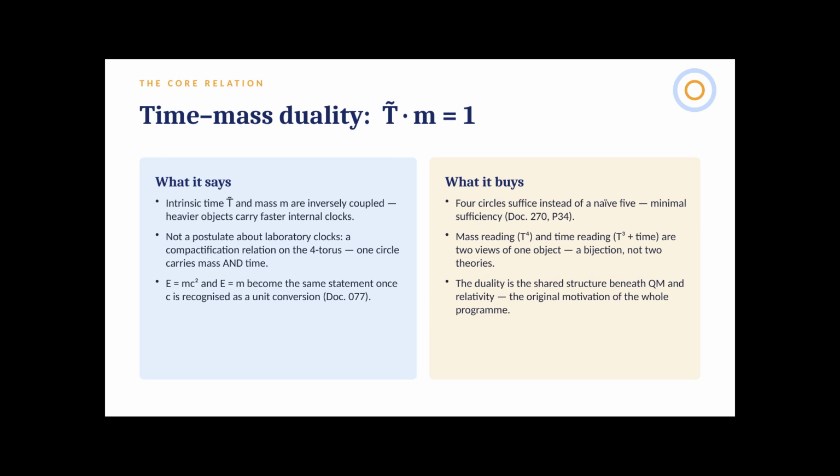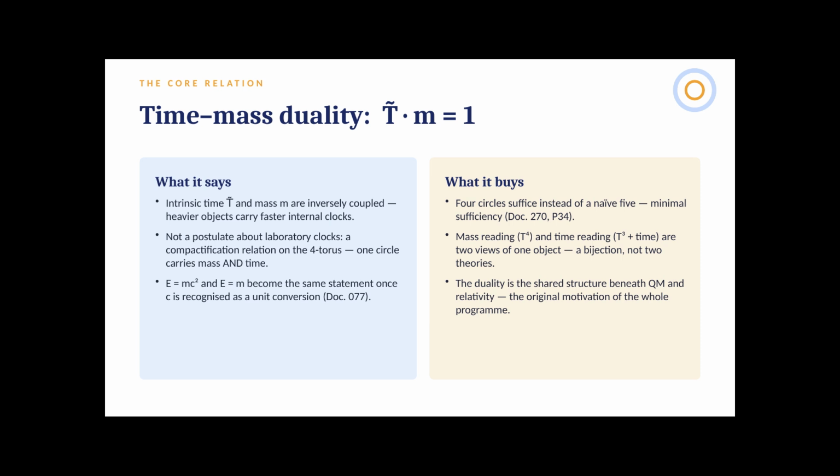Slide 3. Here's the heart of it. Time-mass duality, T tilde times m equals 1. T tilde, that's an intrinsic internal time. The little tilde just marks it as the theory's own time variable, and m, the mass. They're locked together inversely. Heavier things carry faster internal clocks. This isn't about clocks on your lab bench; it's about how time and mass get bundled together when you wrap space up into a compact shape.